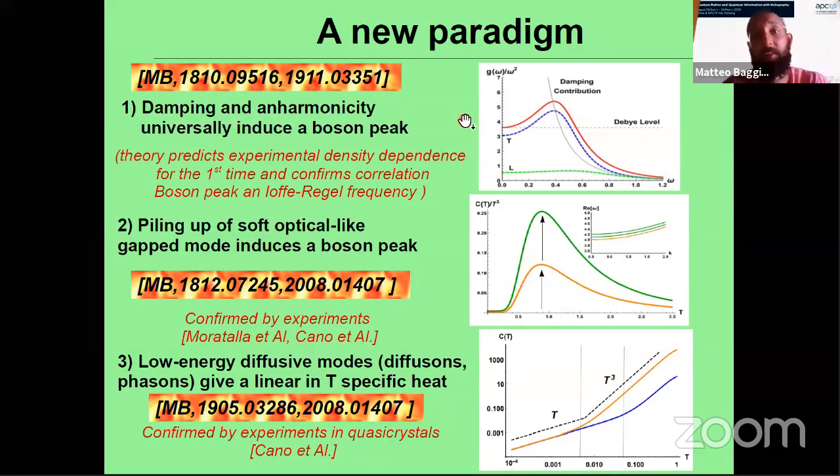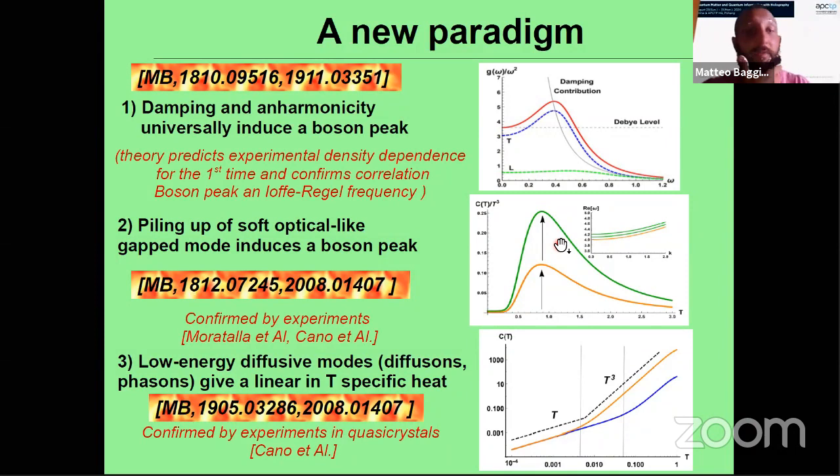Now, another thing that we realized is that there could be another mechanism that leads to this kind of bump, and that is the piling up of soft optical modes. Imagine you have a system where, for a certain reason, some optical modes are very low and are almost at the energy of the acoustic mode. In that way, these modes will contribute a lot. Here you can see what happens: the only thing I'm doing is increasing the number of soft modes, and you can see that I'm producing a big peak in the specific heat and also in the density of states.